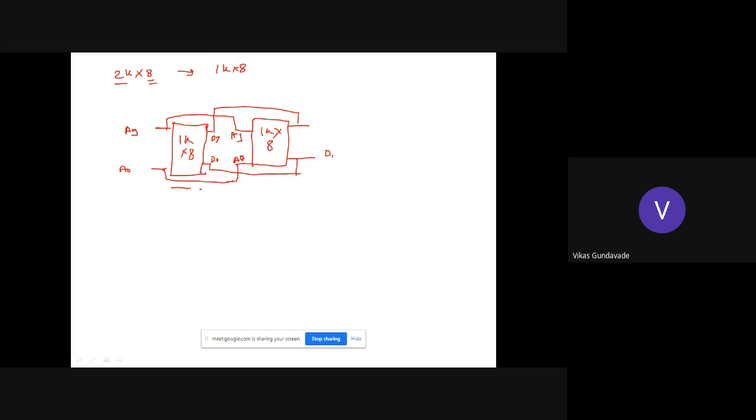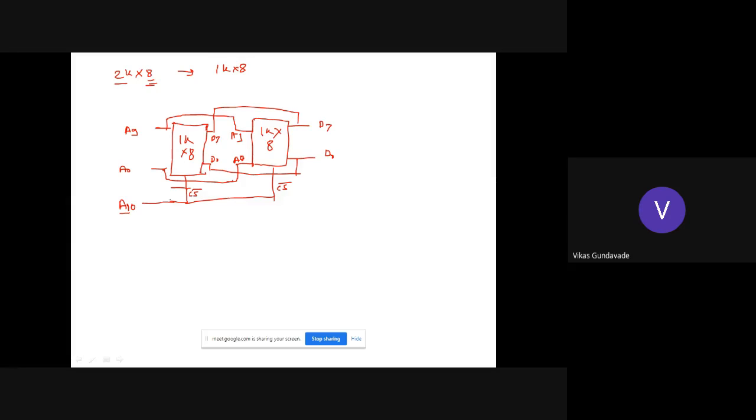So this D0 to D7, these lines are also common for both the memory chips, because the word size is 8 for the required memory and also for the available memory. So these lines will remain common. Now one more line is available, that is A11. No, sorry, A10. That is the 11th line. This line also we need to interface to the memory, and it will be used for chip selection like this. So it is called CS bar.